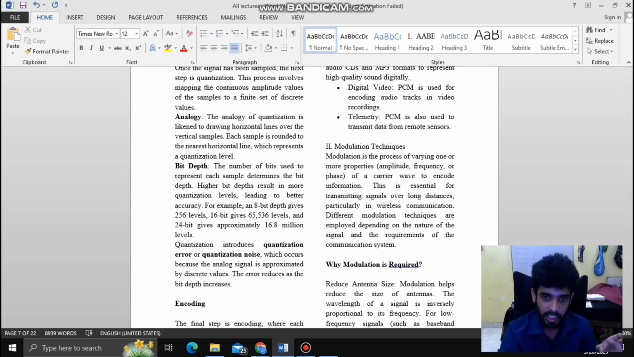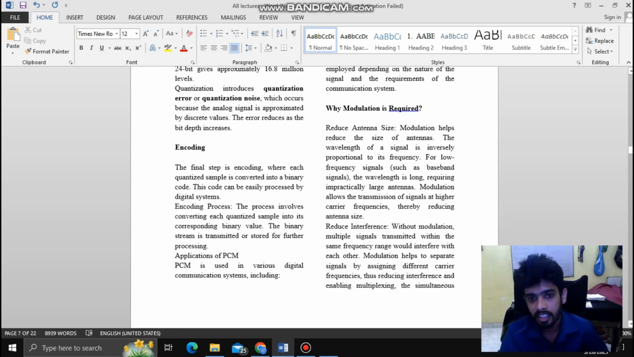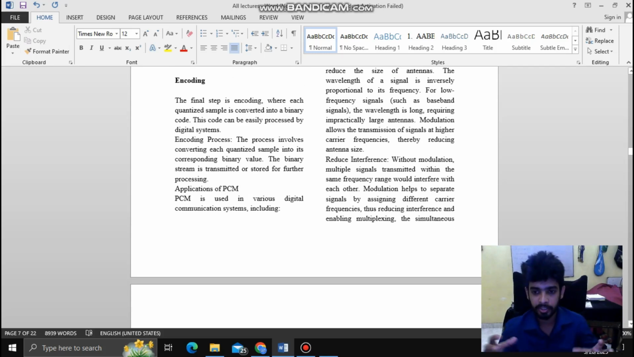That means this technique is essential for transmitting signals over long distance, mainly in wireless communication. So why is modulation required? Mainly to reduce the interference and reduce the antenna size. Modulation helps in reducing the size of the antenna, and it reduces interference, meaning interference from multiple signals.